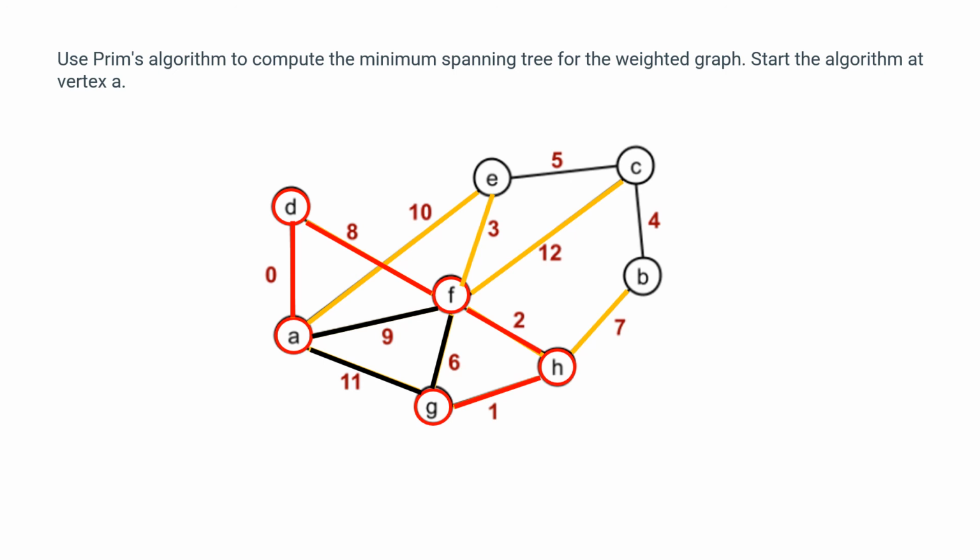Now we're going to see what's left and what is the smallest weight. And we see FE is the smallest weight. That's a weight of 3. So we'll add that in.